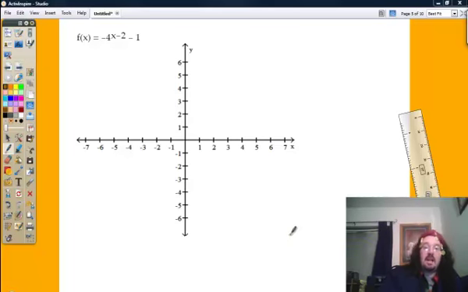Hello, love. Captain Jack Sparrow again, and I'm going to graph a lovely problem for you. y = -4^(x-2) - 1.